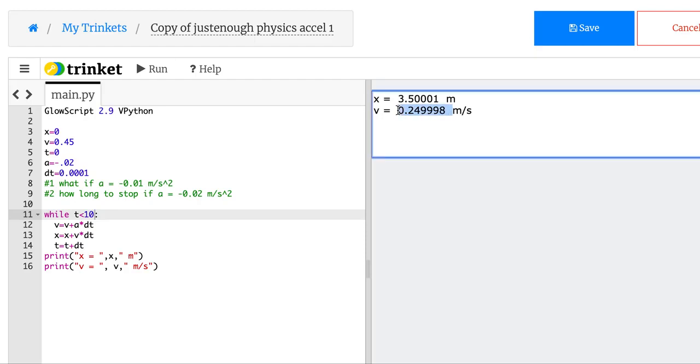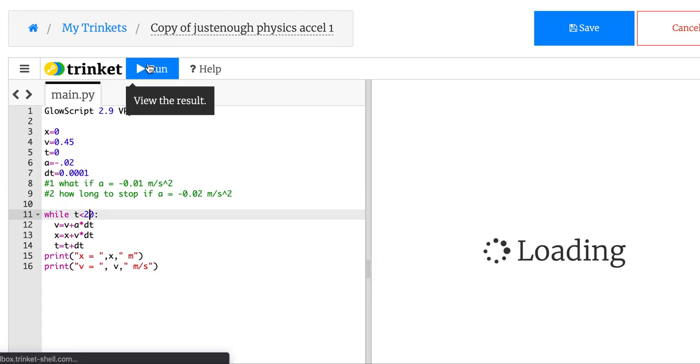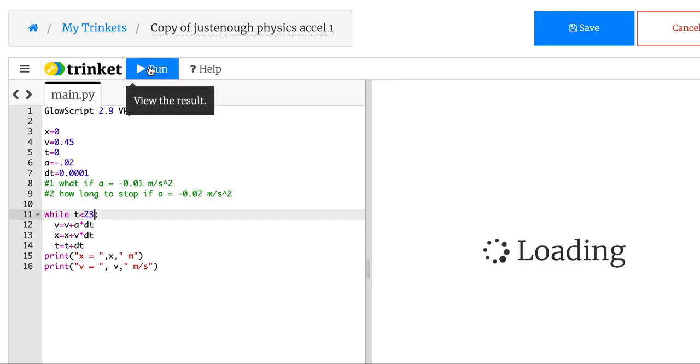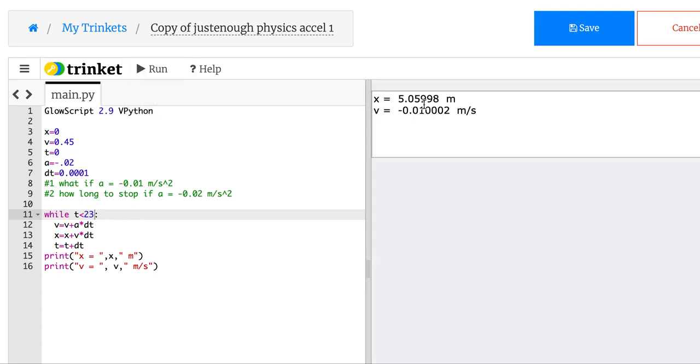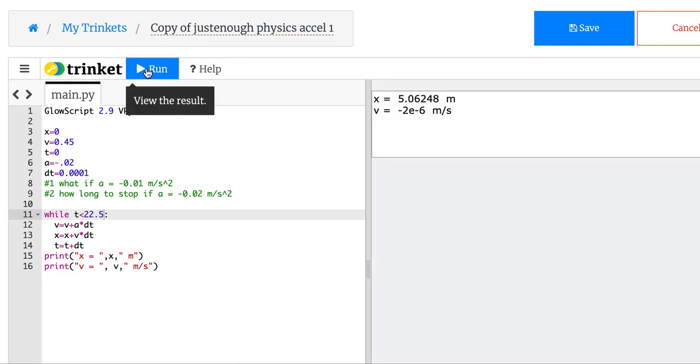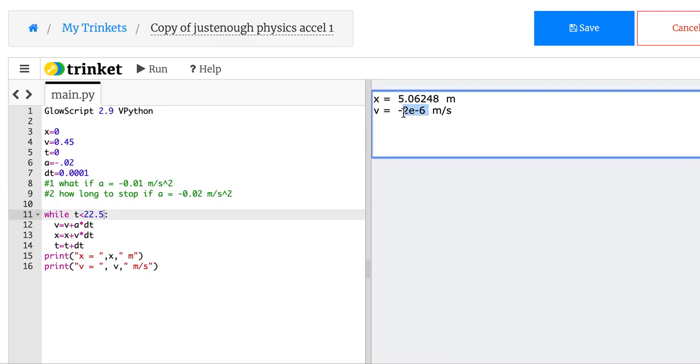So let's just go big. 20. It still hasn't stopped, but it's pretty close. Let's try 23. I'm just picking numbers. I can't even remember the right answer. Okay, right there. Look at that. At 23 seconds, it's actually going backwards, so we need a little bit shorter. So 22.5 seconds. Look at that. You have something that's negative 2 micrometers per second, so that's essentially stopped. I'm pretty happy with that.